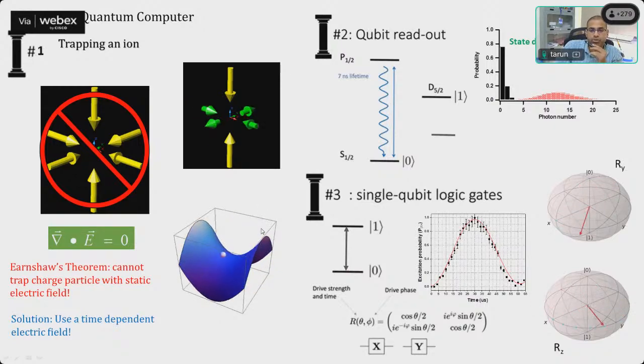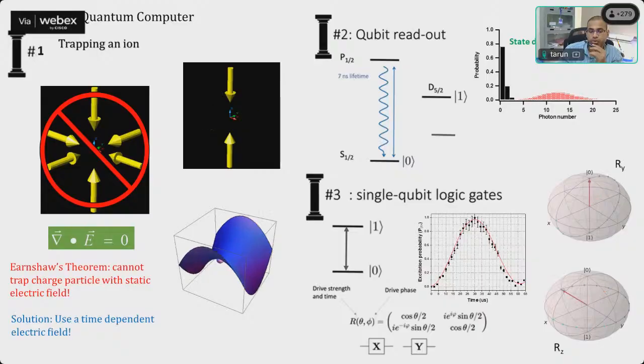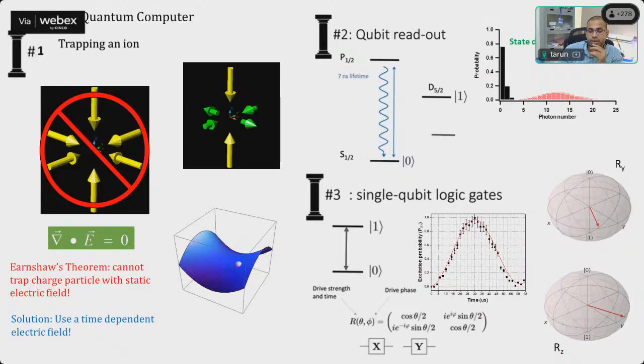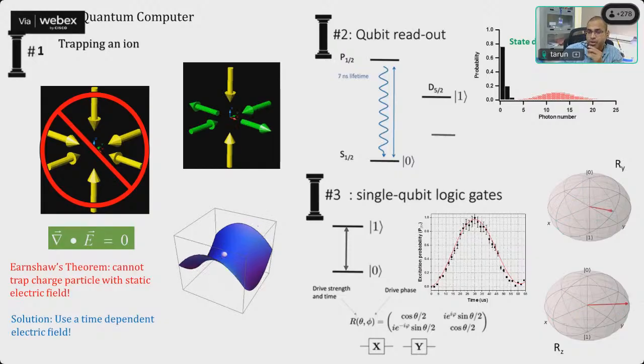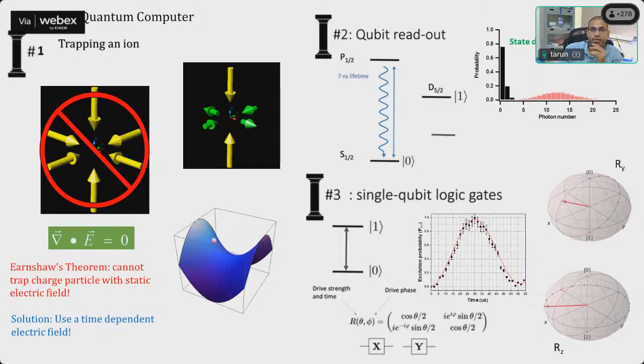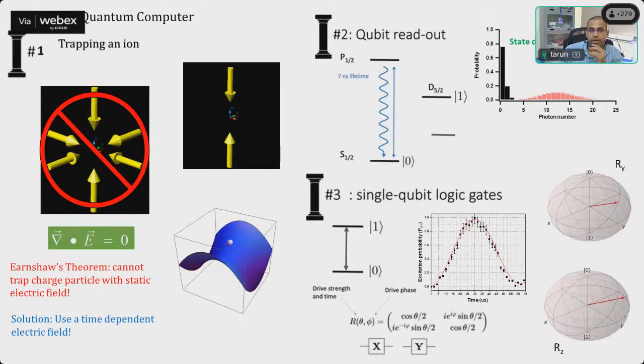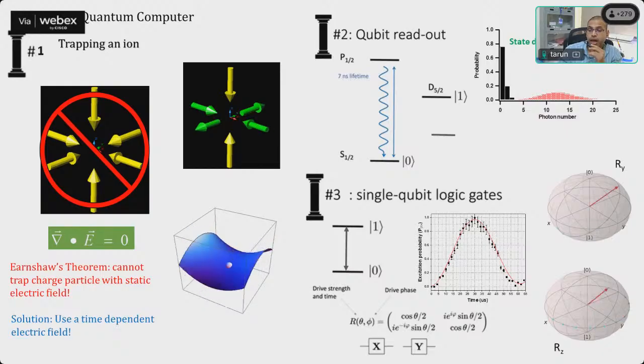So that is the basics of how to trap that particle. You cannot have a static potential in all three directions to confine in space. That is the first pillar if you want to develop a quantum computer: trapping and cooling an ion. That is why you need to cool the ion simultaneously while you are trapping.